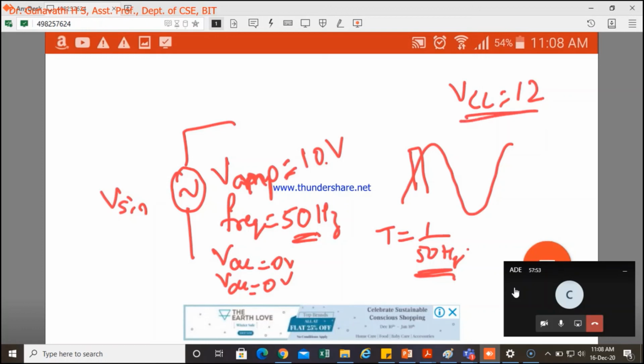So VCC you consider 12 volts. Please do the computation for R1. I think with this I'll wind up this session.